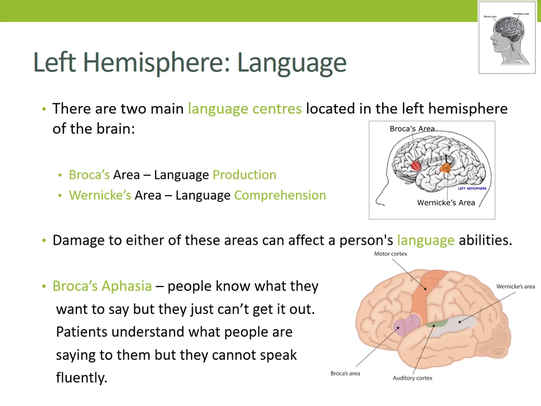And if you've got damage to Wernicke's area, it might mean that you struggle with language comprehension. So I can't understand what you're saying to me, and I also cannot make speech that makes sense.